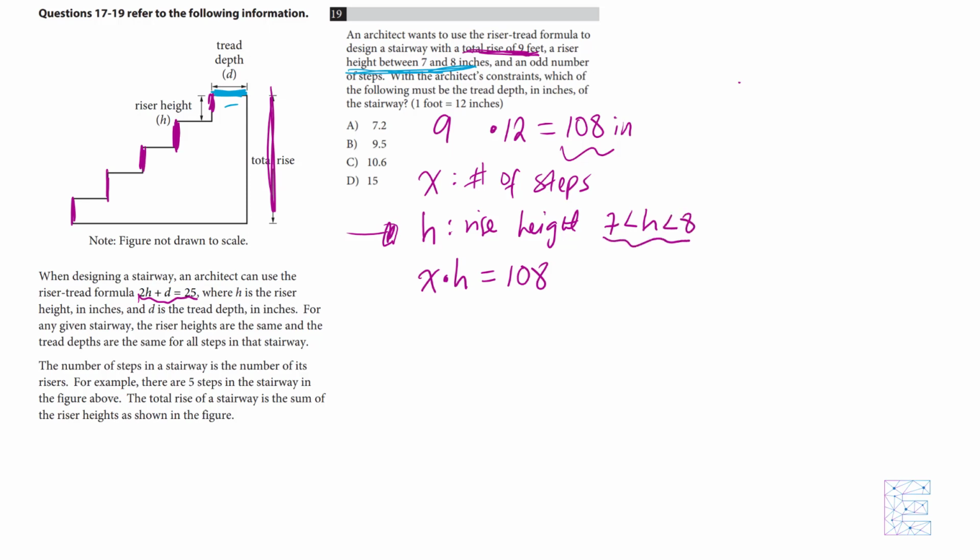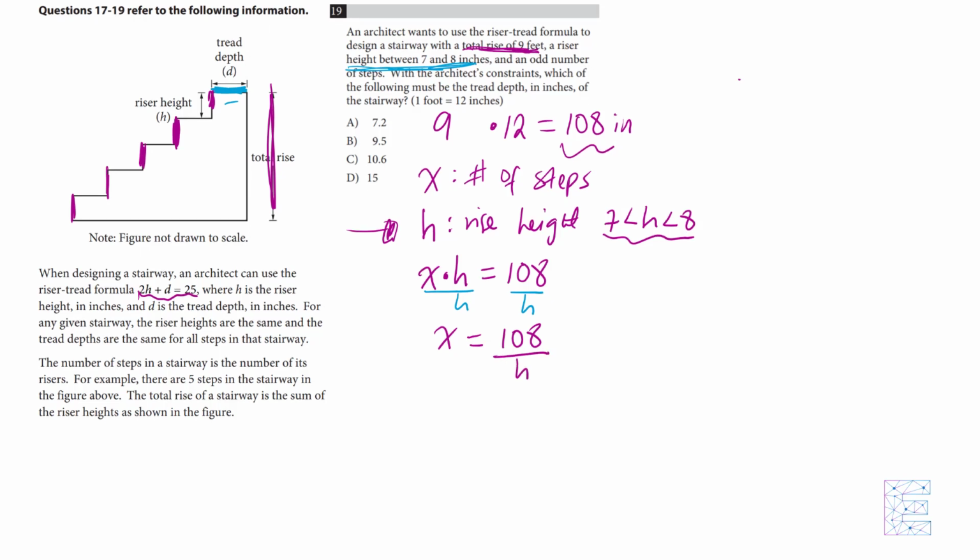So that's the range that our rise height can be. Why don't we go ahead and solve this little equation right here for the number of steps? In other words, get x by itself. So let's divide both sides by h like that. And we'll find that the number of steps, which is x, is going to be 108, which is the total height, over the rise height.